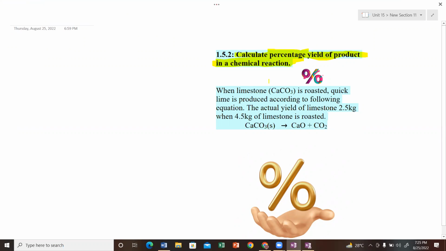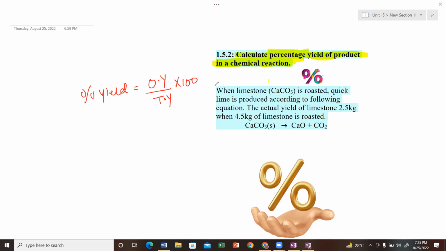Now what could be the formula? The formula is very simple. You must know the formula. As we have just discussed, the formula is percentage yield equals observed yield divided by theoretical yield multiplied by 100.